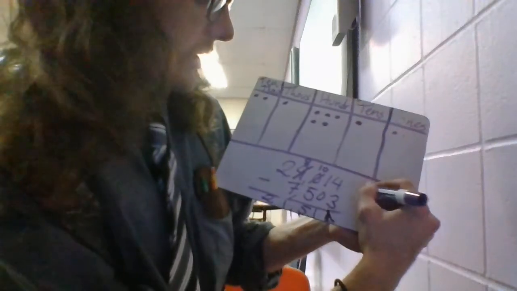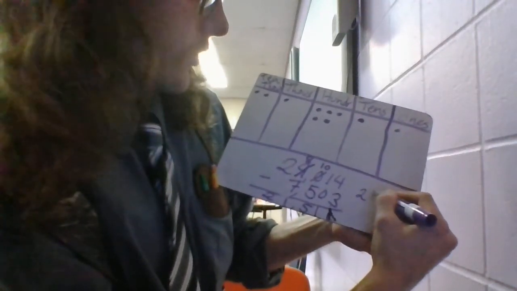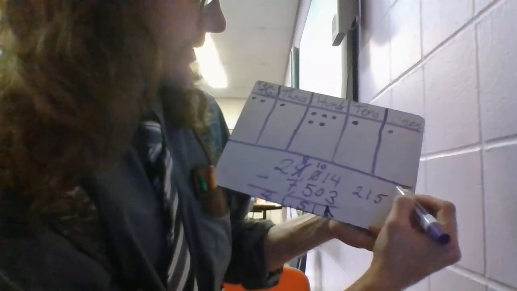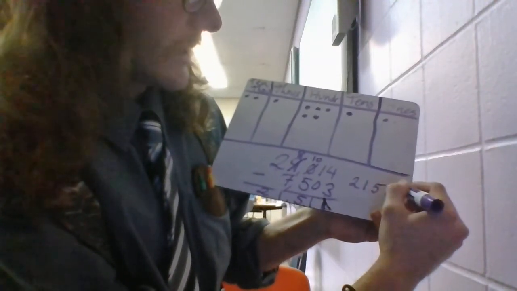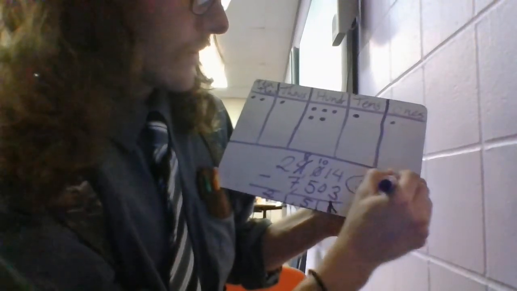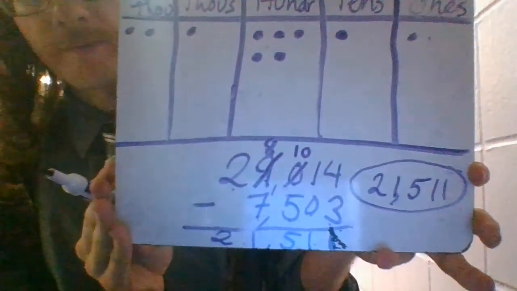Our answer is 2 10,000s, 1,000, 5 hundreds, 1 10, and 1 1. 21,511. Awesome job! Good luck.